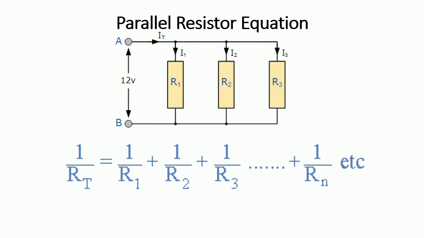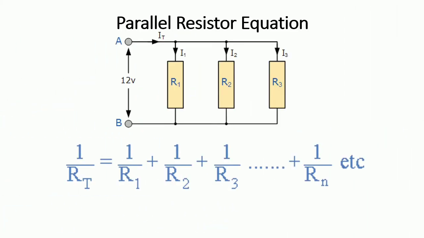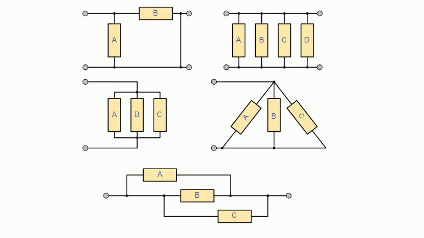So to get the total resistance in parallel, we are going to use the reciprocal method, or 1 over R sub t is equal to 1 over R sub 1 plus 1 over R sub 2 plus 1 over R sub 3, hanggang sa last na resistor na nakaparallel. So these figures are examples of resistor or component connected in parallel way.